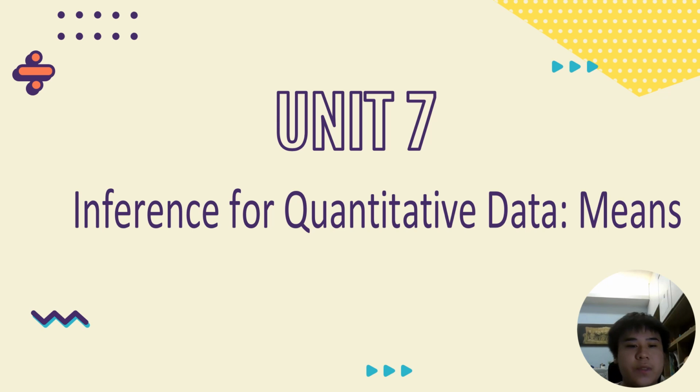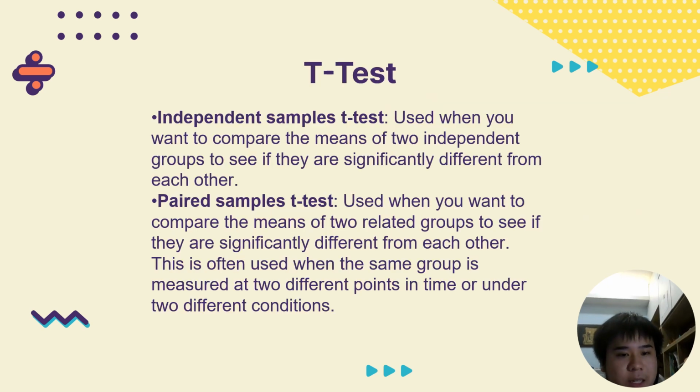Moving on, Unit 7, Inference for Quantitative Data. This time we'll be talking about mean. So the t-test. Now t-test, not z-test. A t-test is basically a statistical test that compares the mean of two samples. It is used in hypothesis testing with a null hypothesis that the difference in group means is 0, and an alternate hypothesis that the difference in group means is different from 0.